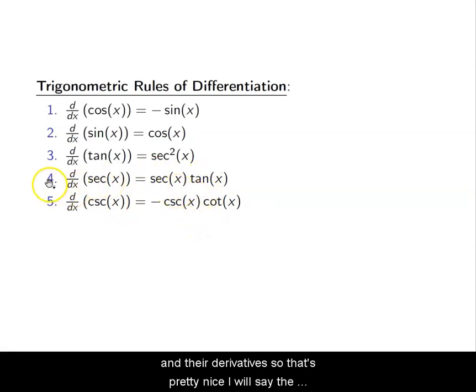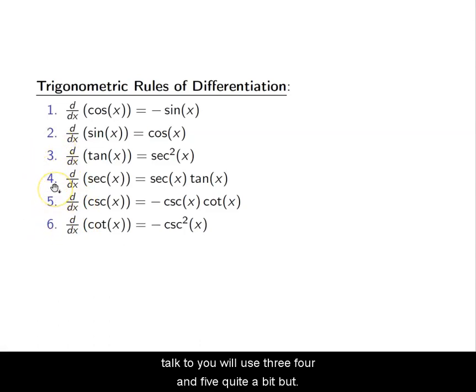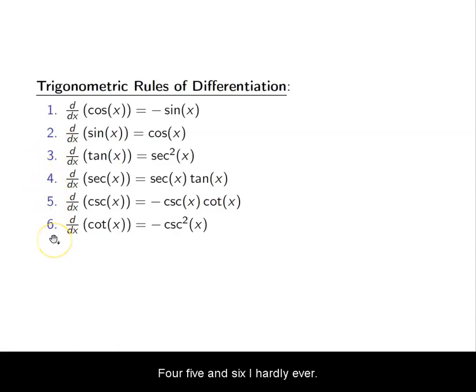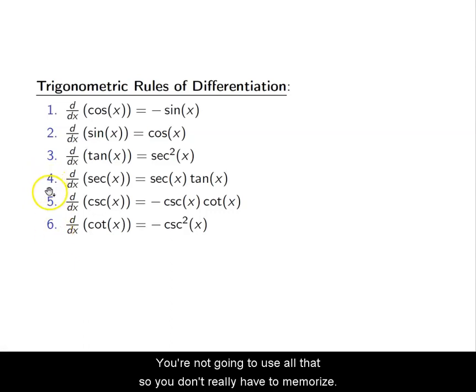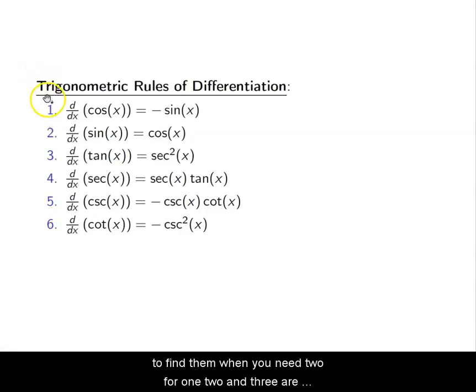I will say numbers 4 and 5, I never ever remember. Once you get to Calc 2, you will use 3, 4, and 5 quite a bit. But again, 4, 5, and 6, you're not going to use a whole lot. So you don't really have to memorize it, but I would say just to know what they are and know how to find them when you need to. But 1, 2, and 3 are the ones you will use all the time.